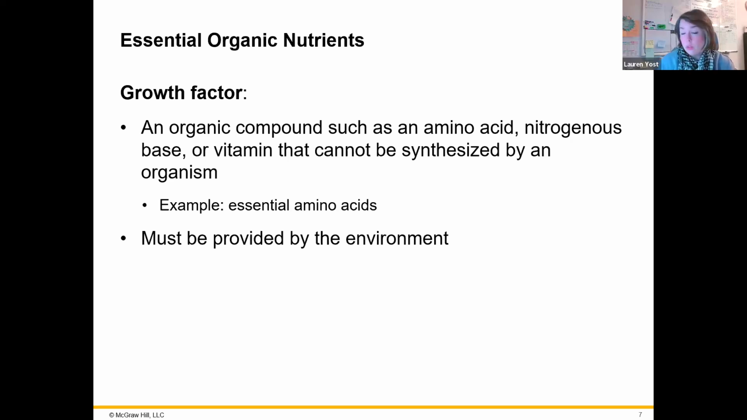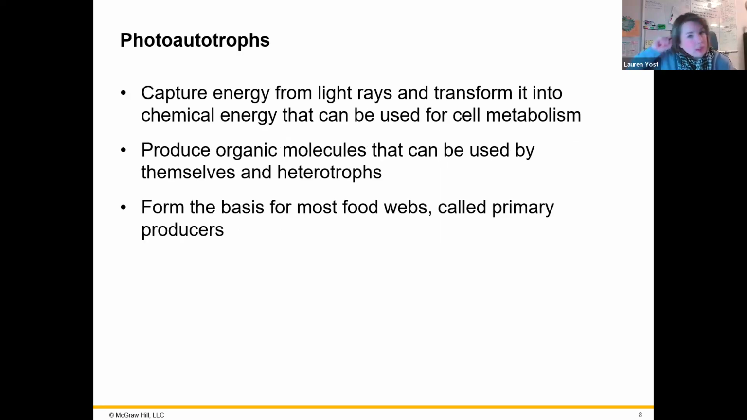In their environment, where they're getting nutrition from in the wild, it has to be provided by their diet in their environment. So it's not always media, right? It just depends on how it's being used. Remember, growth factor is essential to our fastidious organisms. Any media that we add the growth factor to would be enriched.